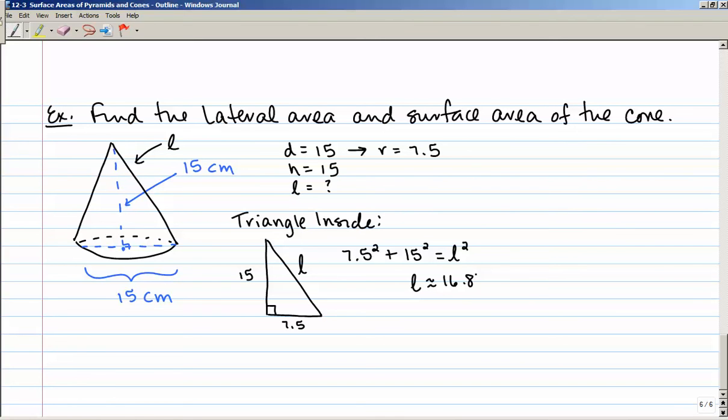And now I think I have all of the numbers that I'm going to need. So my lateral area is pi times the radius times the slant height, or pi times 7.5 times 16.8, or approximately equal to 395.8 centimeters squared.